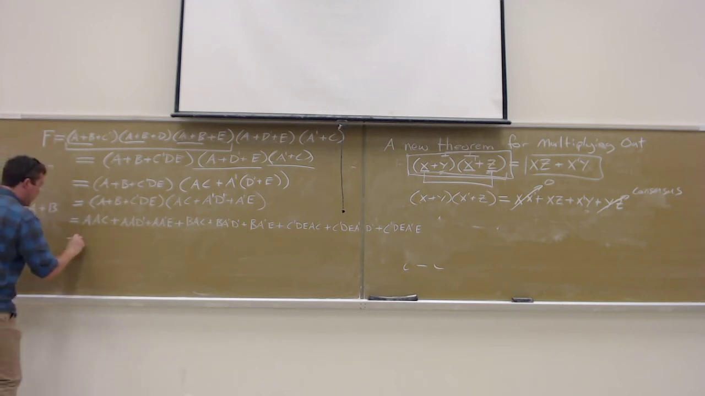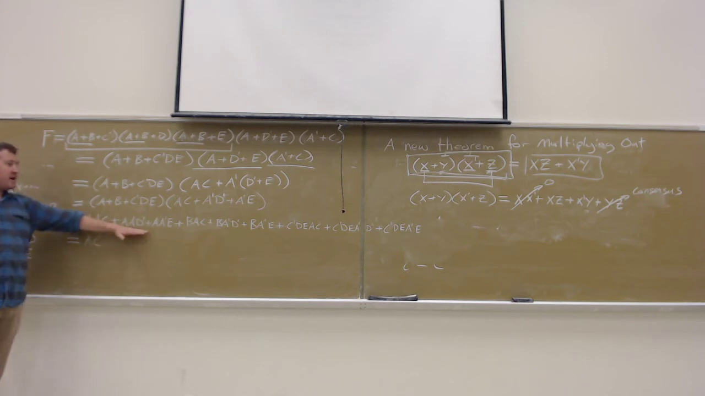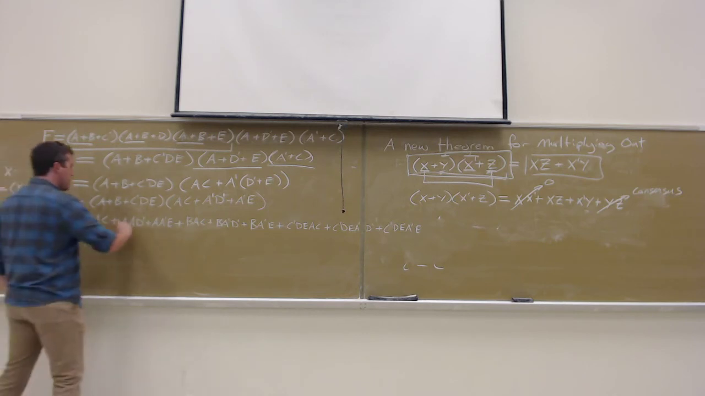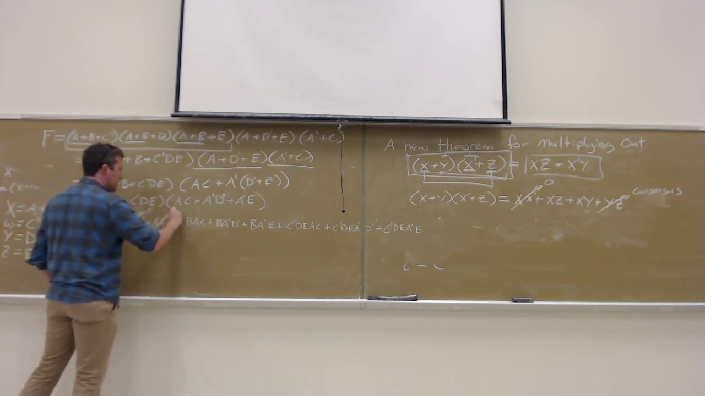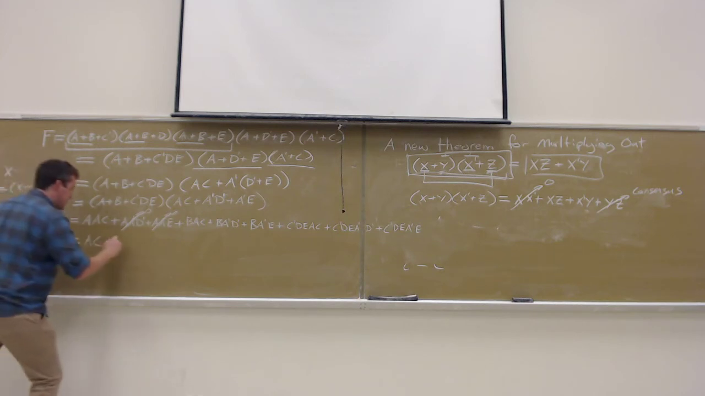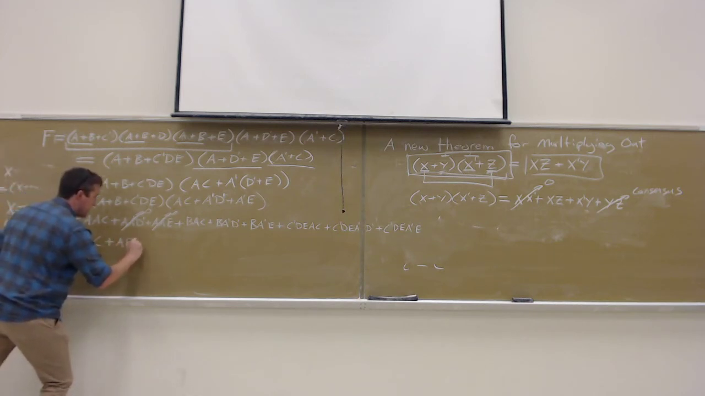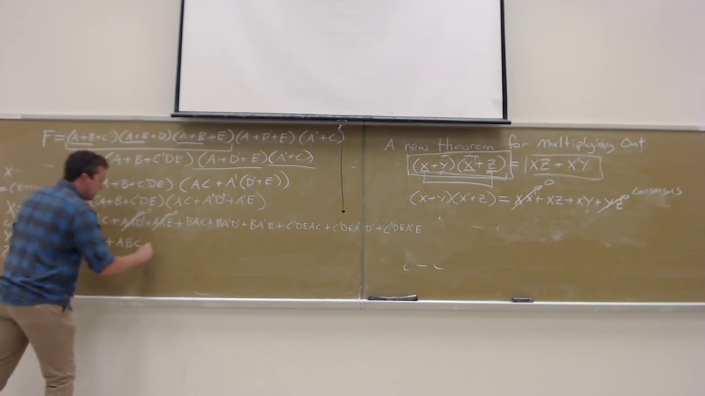So for example, A and C is what? A and C, right? Because anything X and X is equal to X. So, what about A and A prime and D? 0. What about A and A prime and E? Also 0. Then we have BAC. Now there is no rule that says you have to do this, but it's just a matter of style. It's always considered good practice to write your variables in alphabetical order. So we'll change BAC to ABC.